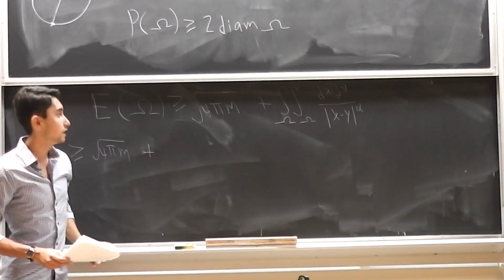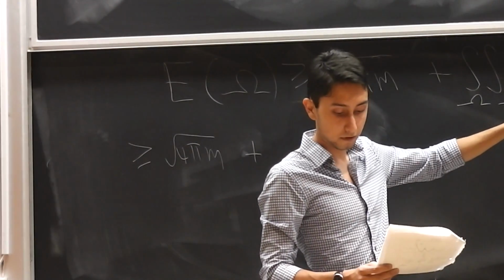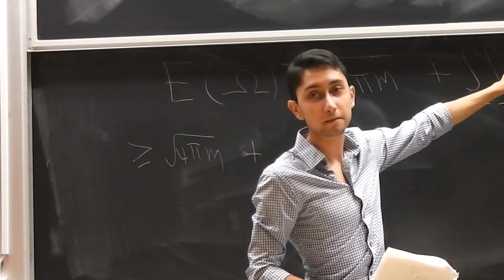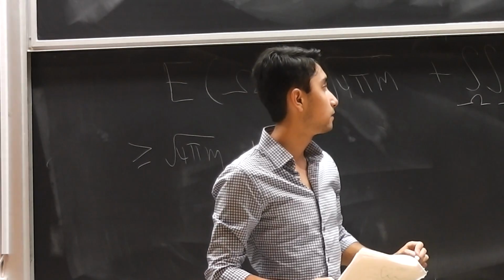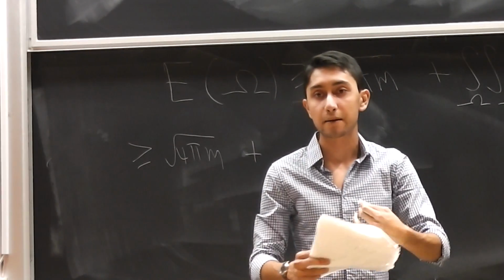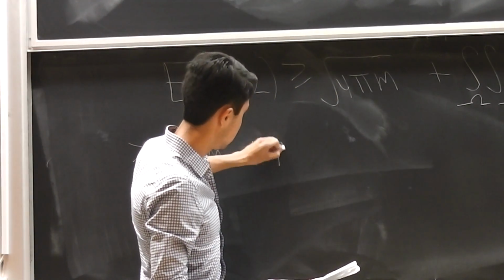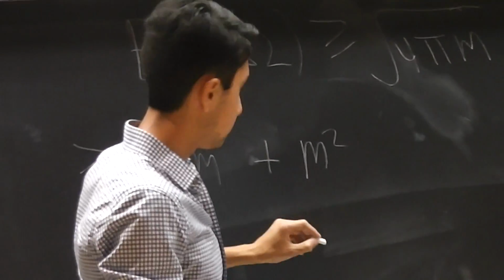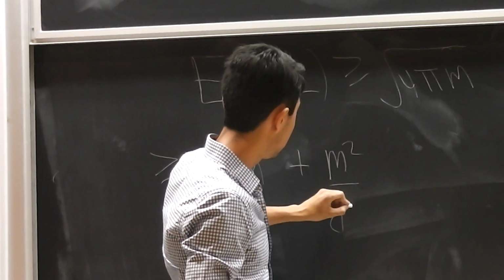Okay, so for this we just use a simple bound. We can bound this from below, right? The smallest this can possibly be is when x and y are the farthest apart. And the farthest apart x and y can be, if they're in omega, is just the diameter of omega, right? So we're going to get m squared from the area elements divided by d to the alpha, the diameter.